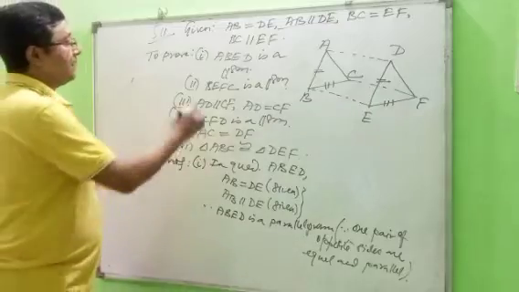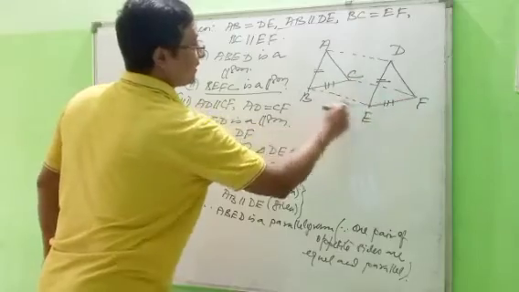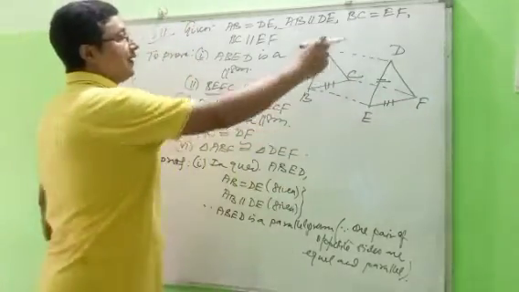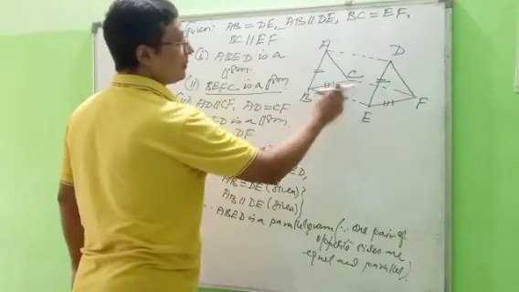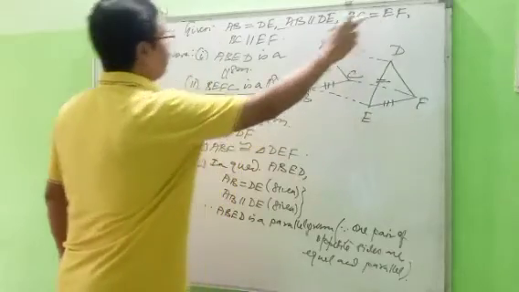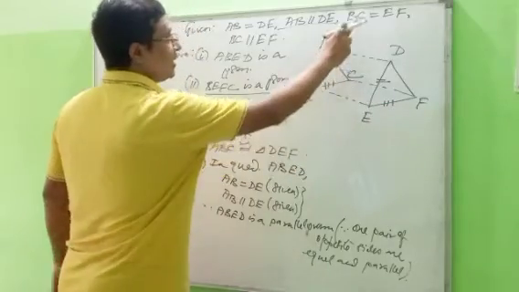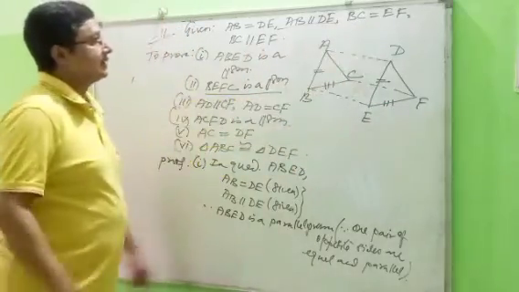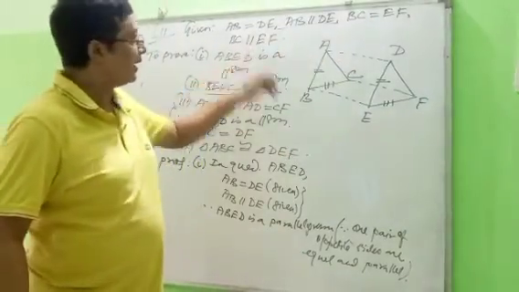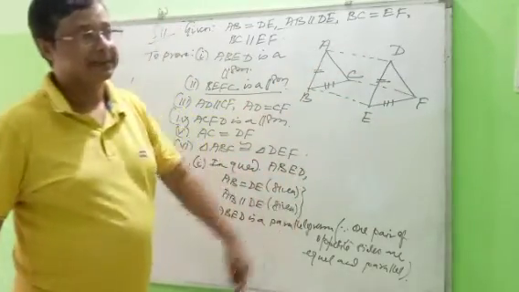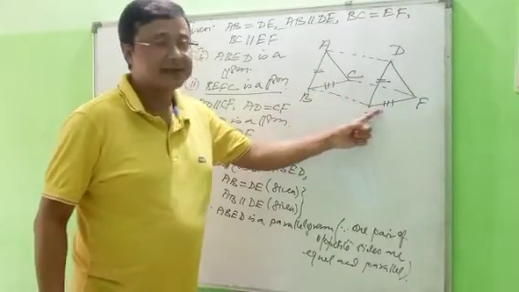Then comes the next one, BEFC is a parallelogram. So in this figure BEFC, let us see, they have given BC equals EF. This is the opposite pair of sides given as equal. Again they have given BC is parallel to EF. That means using the same fact, you can get that since a single pair of opposite sides is equal as well as parallel, therefore BEFC is a parallelogram.